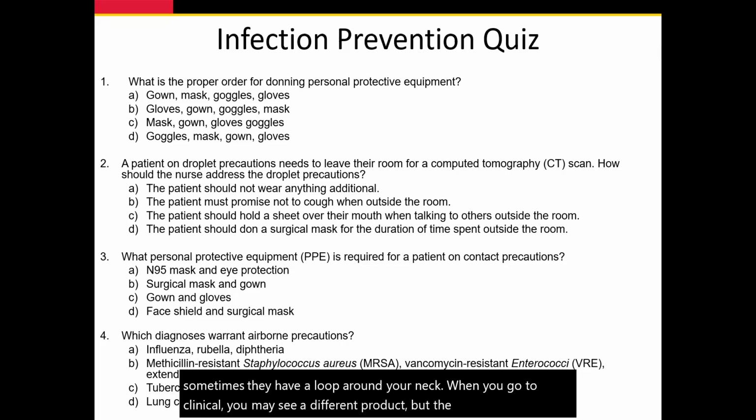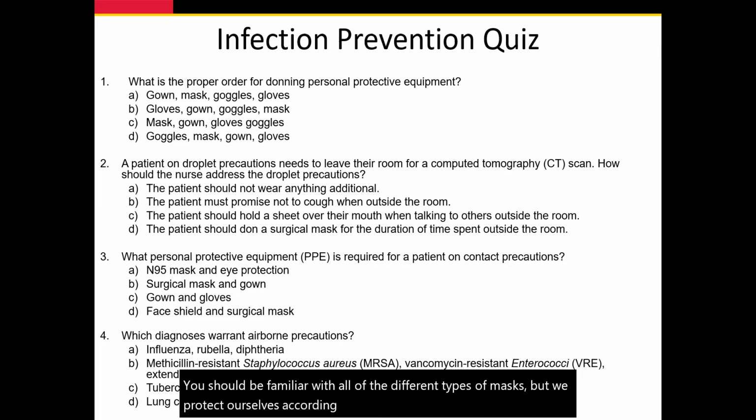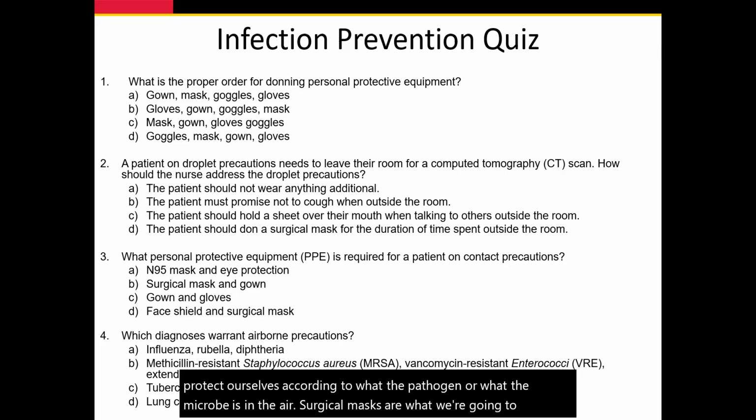So in the kits we gave you was a gown, a surgical mask, right? There are different levels of protection with masks. There's KN95s or N95 masks. There's PAPRs, and you should be familiar with all of the different types of masks, but we protect ourselves according to what the pathogen or what the microbe is in the air. Surgical masks are what we're going to be practicing with today, so we're going to make sure you know how to put one on appropriately.